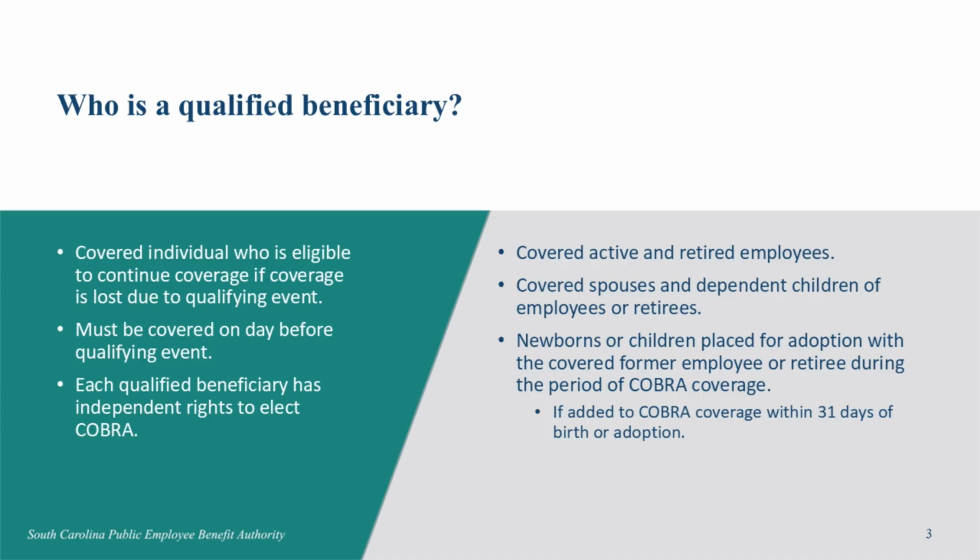Qualified beneficiaries include active and retired employees, as well as covered spouses and dependent children of active and retired employees. Other qualified beneficiaries include newborns, or children placed for adoption with the former employee or retiree. COBRA subscribers must add these children to COBRA coverage within 31 days of birth or adoption.